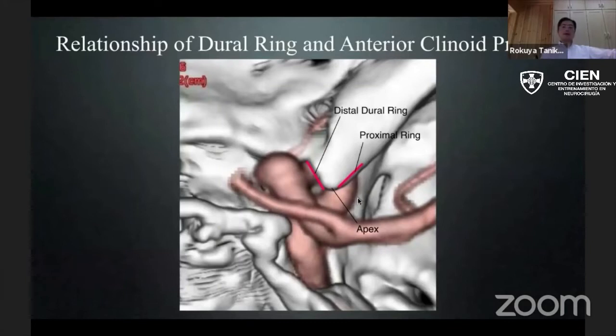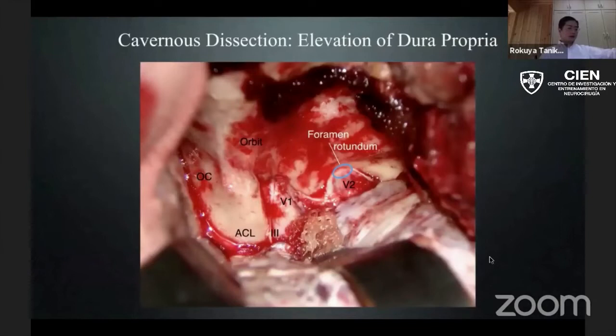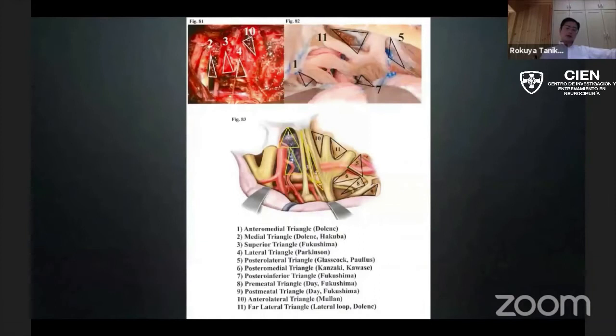This is the actual dissection of the right side frontotemporal craniotomy and the partial cavernous dissection to expose the anticlinoid process lateral edge. Here is the apex, here is the optic canal. You can see here the third nerve, V1 and V2, the anterolateral triangle between V1 and V2, and the foramen rotundum right here. Here is the far lateral triangle between V2 and V3. V3 is still covered by dura. So these cavernous triangles are very important.